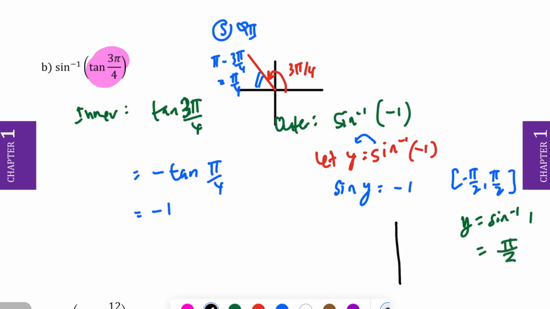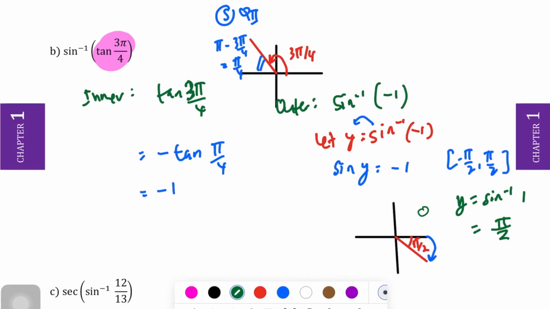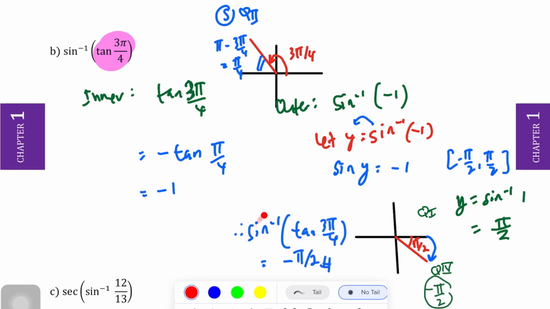So let's draw our quadrant here. If sine is negative, confirm you are in the fourth quadrant. Okay, so the reference angle here is pi over 2. So how to read your angle? You know that you're allowed to be in quadrant 1 and quadrant 4 only. Since you're negative, you are here in quadrant 4. The reference angle is pi over 2. So the way to read this is you need to read the clockwise version. So the angle is negative pi over 2. So now let's conclude our answer. Inverse sine of tangent 3 pi over 4, your final answer will be negative pi over 2.